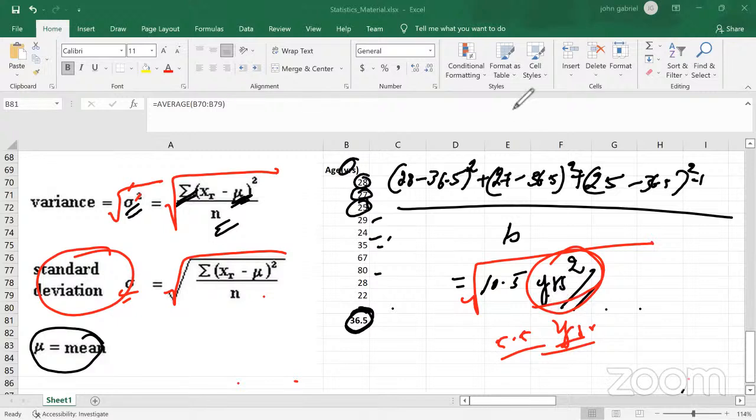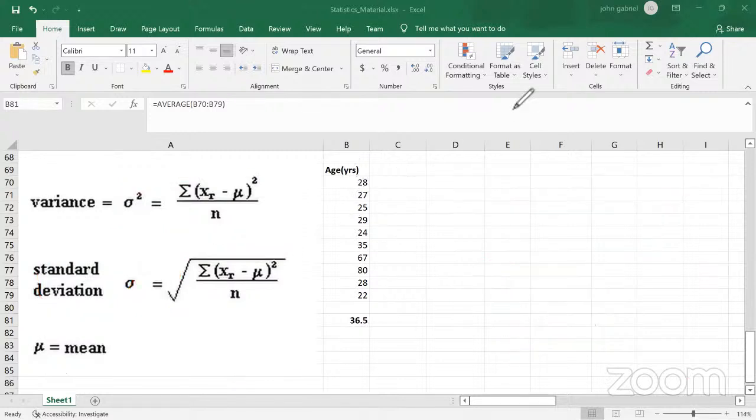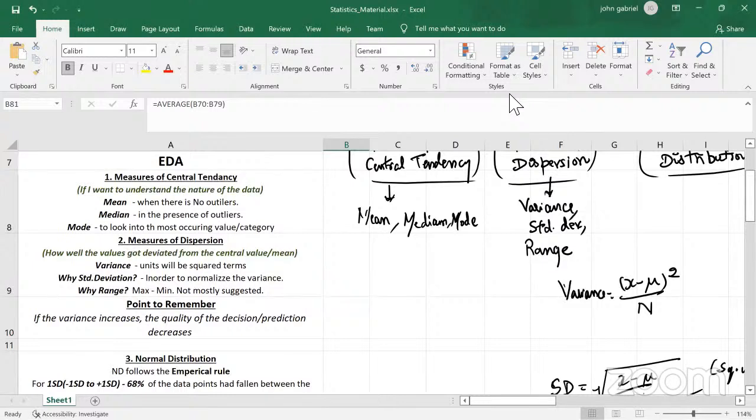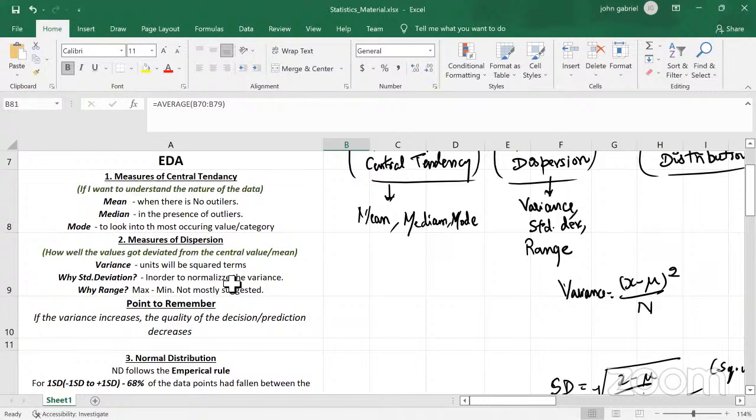on the units. So how do I choose between variance and standard deviation? That's why I said variance, we don't use it much because of the units, it will be something like squared units. So in variance, units will be in squared terms. Why standard deviation? In order to normalize the variance, we get into standard deviation.